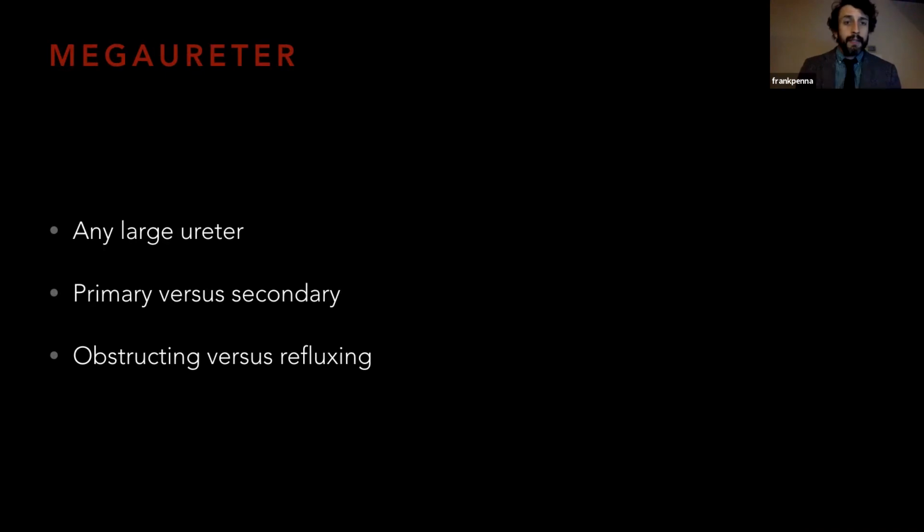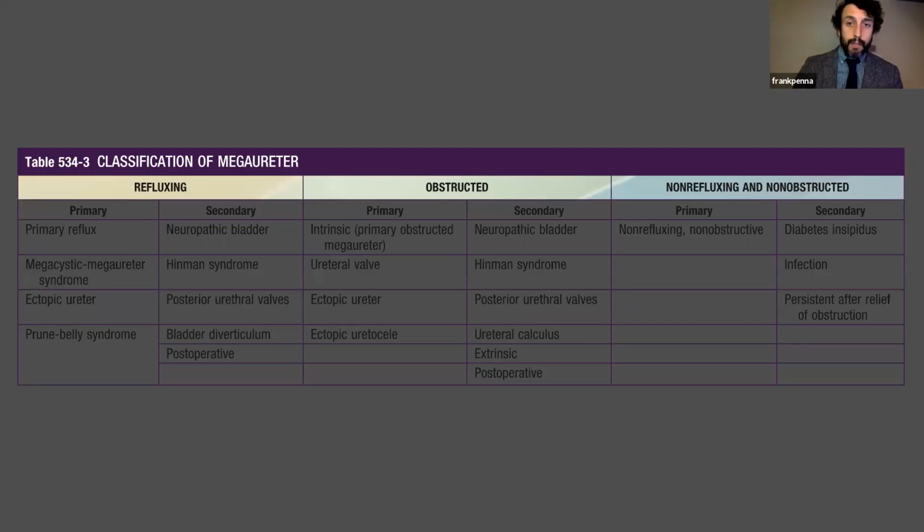Anyways, moving on, megaureter is any large ureter. It's another condition. It's kind of a descriptive term. You can have a primary megaureter or a secondary megaureter, secondary to another condition, and I'll get into that in a minute. And it could be obstructing or it could be refluxing. Refluxing megaureter is vesicoureteral reflux, essentially. So you can have a refluxing megaureter, an obstructed megaureter, or you can have a non-refluxing, non-obstructed megaureter, meaning it's just dilated, but it drains fine and it doesn't reflux. Why does that happen?